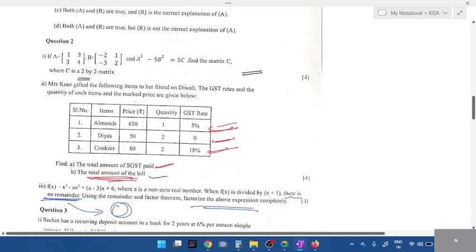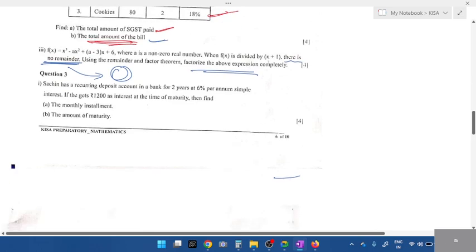Okay, questions 2 and 3, all three are completed. Actually, they have given all easy ones, students: matrix, GST, and remainder and factor theorem. Will you all be able to do all three questions? Whatever I said, this is easier than that one, right? So don't expect such questions. They won't give it this easy. The question I mentioned was better because there were a few tough questions. They'll give you graphs and other things.